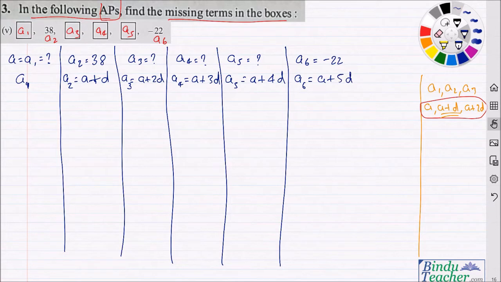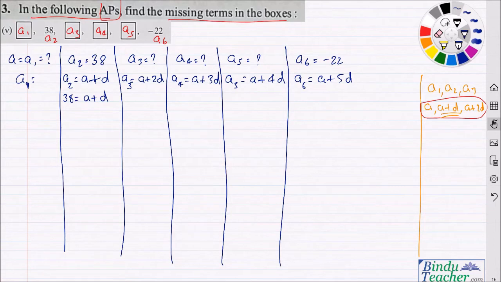Okay. Now let's start substituting whatever values we know. In the first equation, we really don't have any value for this, so we will leave it as this. We will move on to the next equation. We know the value of A2 is 38, right? That's already given in the question. So we'll write 38 equal to A plus D.